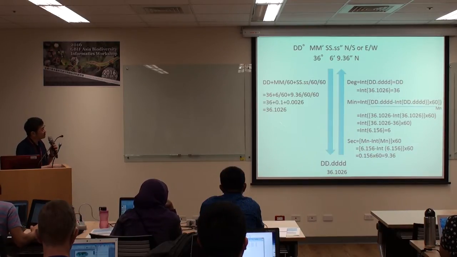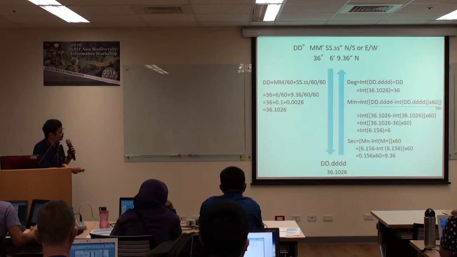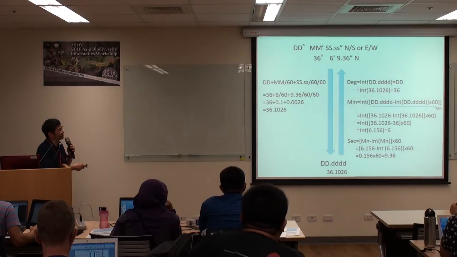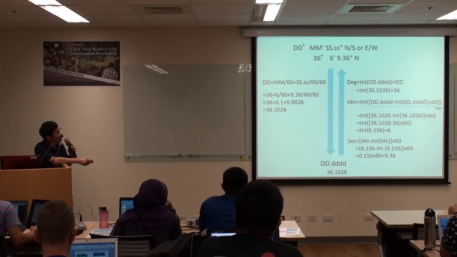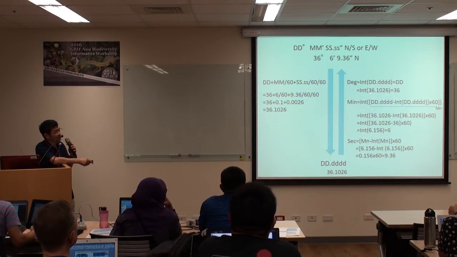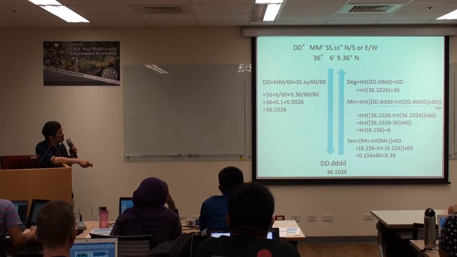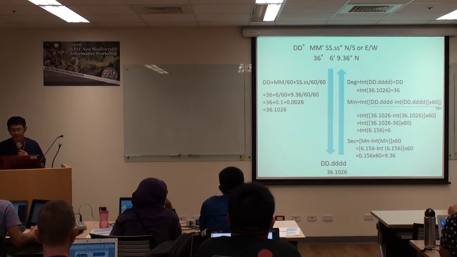Converting this figure to this figure is easy, right? But converting from here to here is not easy. And you need to see the integer. This is the function called integer, and it gives you only the integer part of the given figure. So in this case, this number is given, and 36 is the number returned by this function.